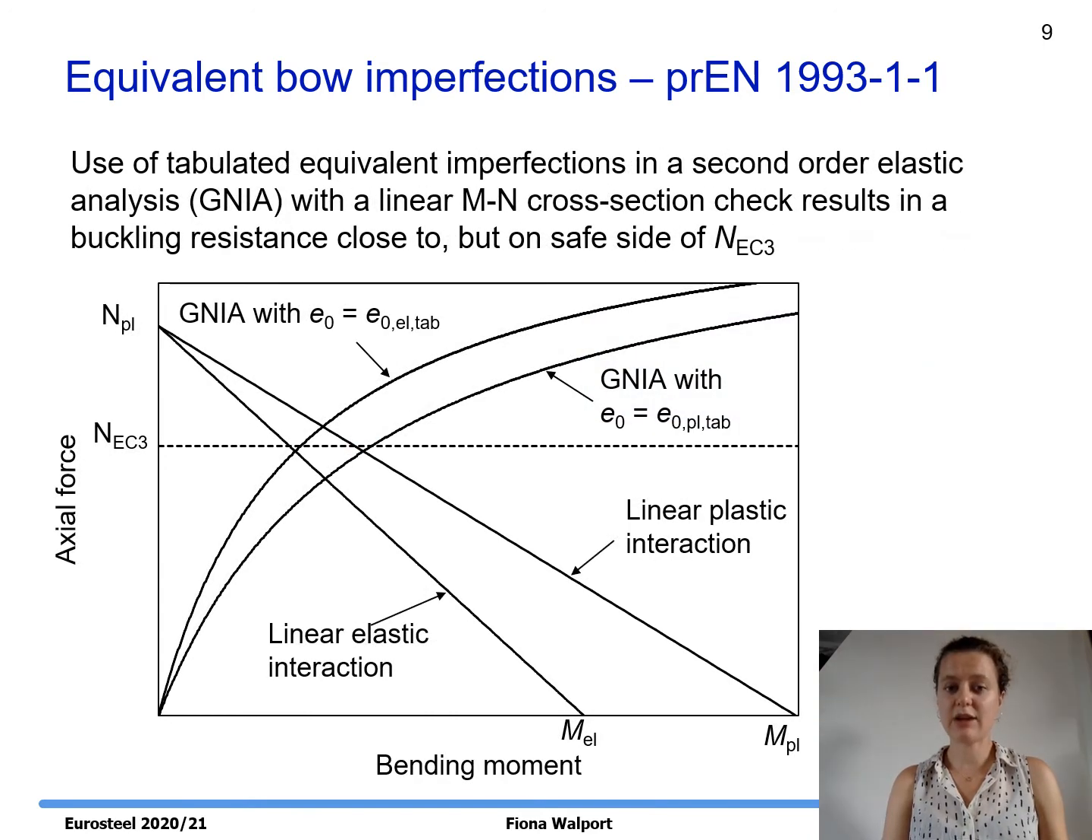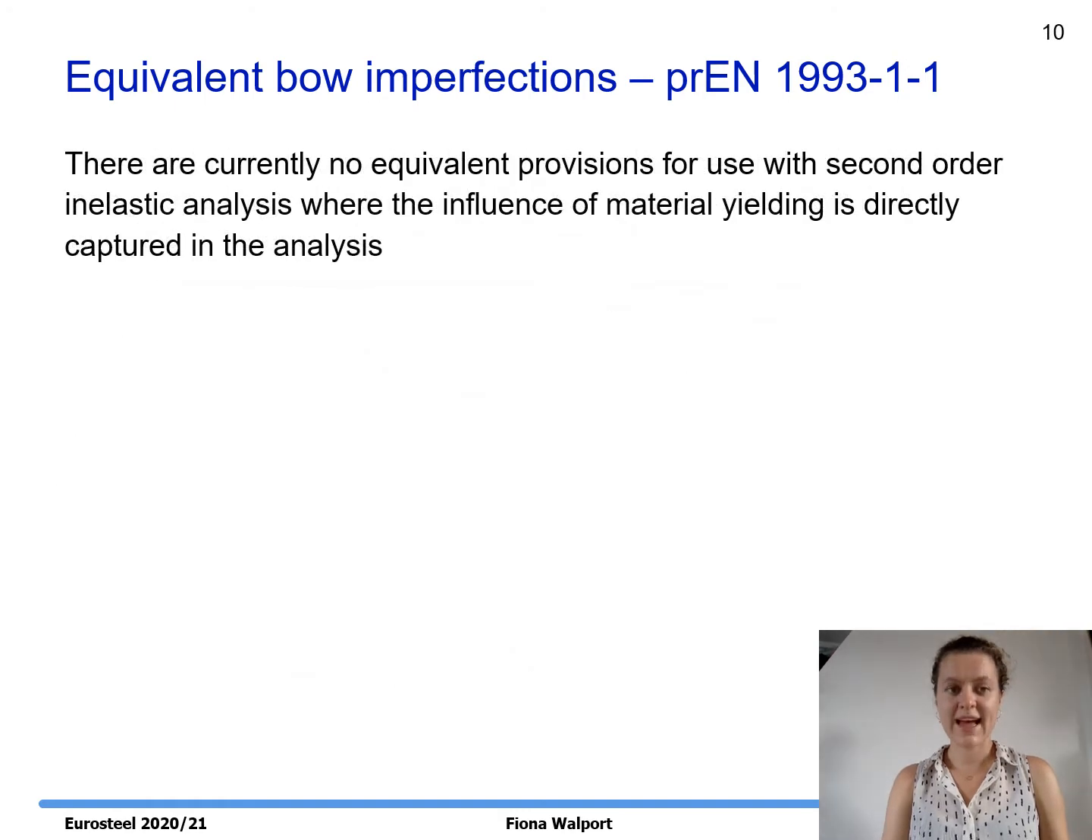The same theory applies with the tabulated imperfections, with the values intended to approximate the back calculated imperfections while remaining safe-sided and reducing the complexity of the calculation by avoiding the dependency on slenderness. As previously mentioned, these imperfections have been derived on the basis of second order elastic analysis, and no further provisions are currently given for use with inelastic analysis, where the influence of material yielding is directly captured in the analysis.